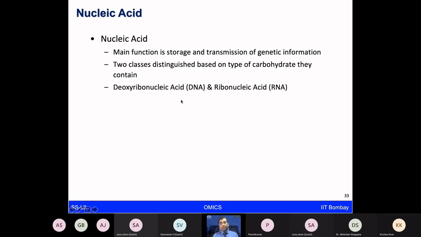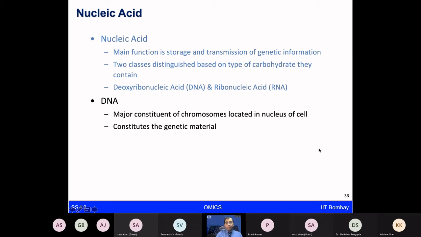So briefly about nucleic acid, which I have been mentioning to you inside the nucleus. We have two major molecules. One is deoxyribonucleic acid or DNA. The other is ribonucleic acid or RNA.